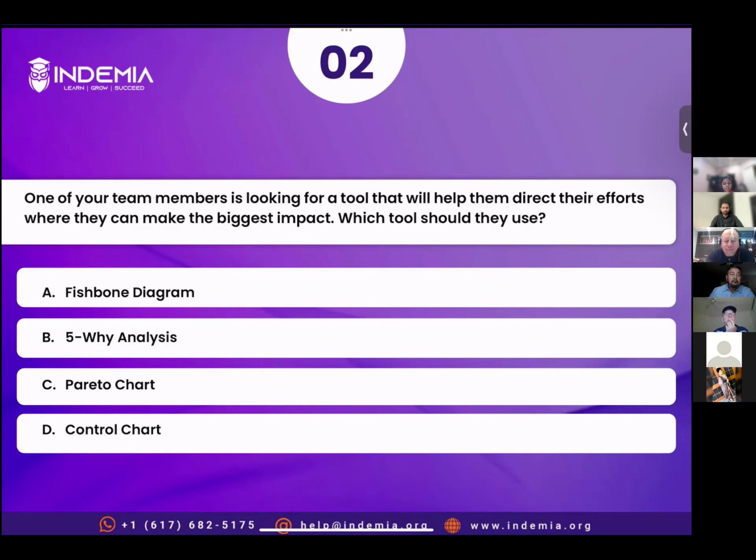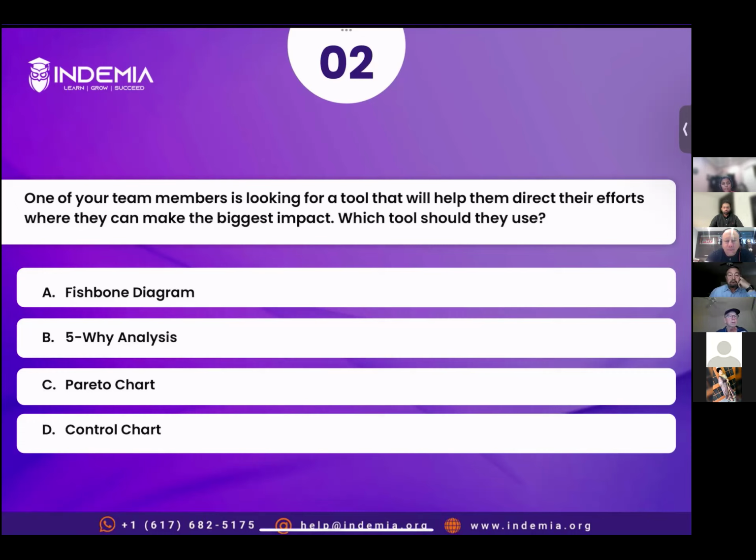In the fishbone, it just gives you the causes, the main cause. But here, Pareto chart will tell you which is the area on which you need to focus because the frequency is high for that. All right, thank you for the detailed explanation. So yes, correct answer is option C, Pareto chart.